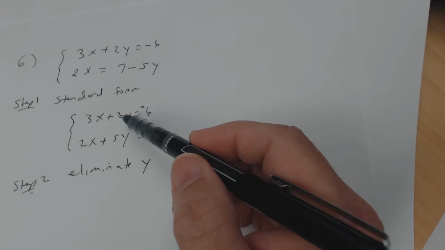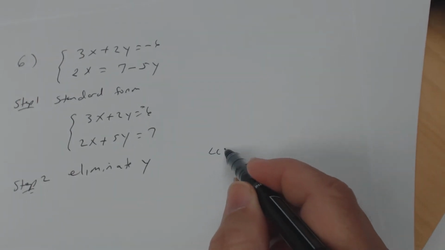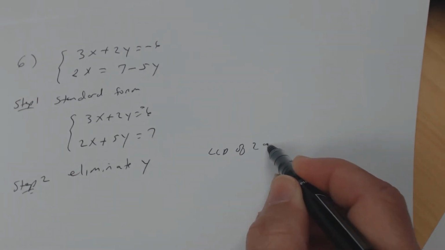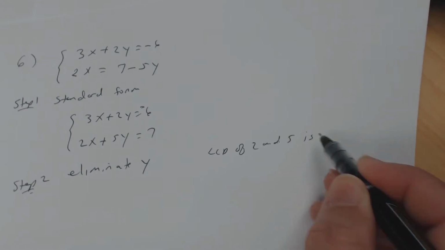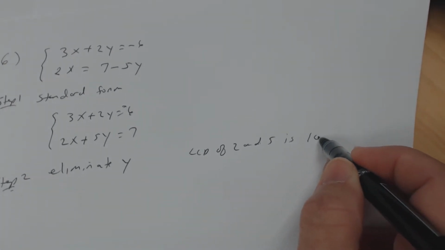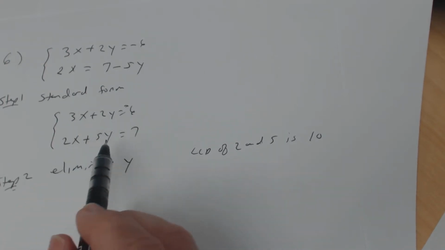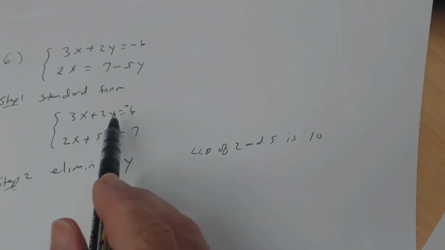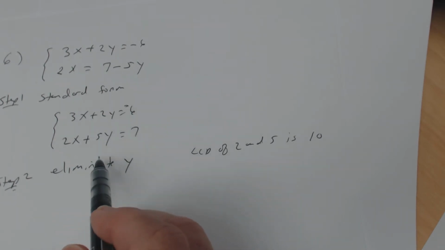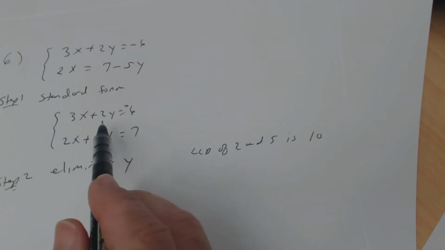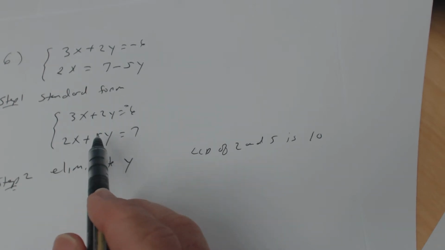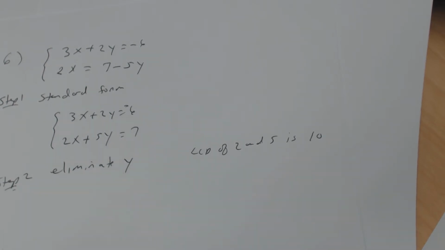So the coefficients are 2 and 5. So we have to find the LCD of 2 and 5, and the LCD of 2 and 5 is 10. Now remember, the idea of adding these equations is that these have to be opposite. If you want to eliminate the y, then when you add them, they have to cancel out. So that means these coefficients have to be opposite.